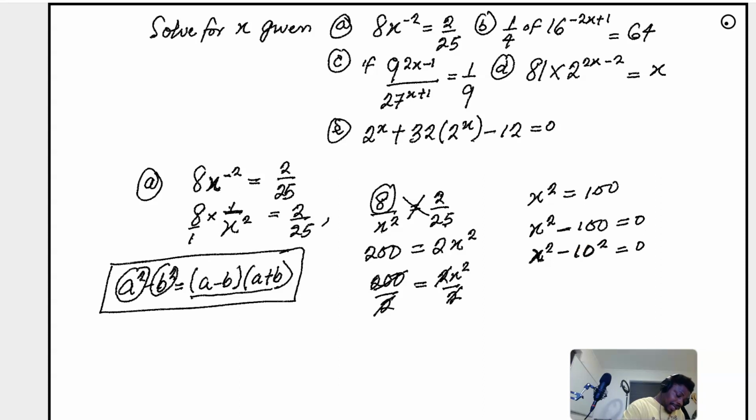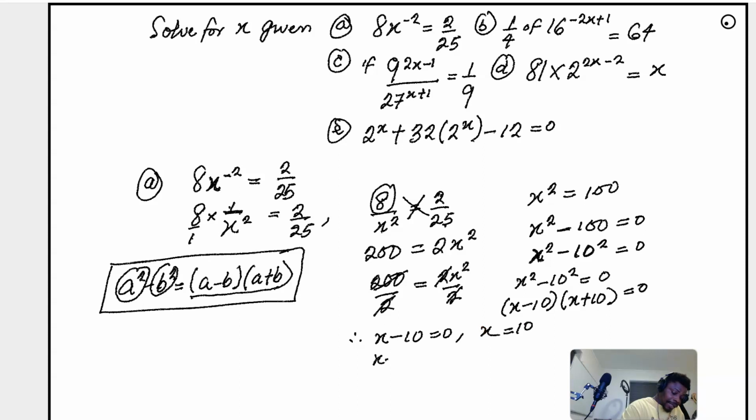So we can write it like this. x squared minus 10 squared is equal to 0. So this is x minus 10 times x plus 10 is equal to 0. You can see that, which is easy. So therefore, x minus 10 is equal to 0, so x is equal to 10. x plus 10 is equal to 0, so x is equal to minus 10. So x is equal to 10 or minus 10.